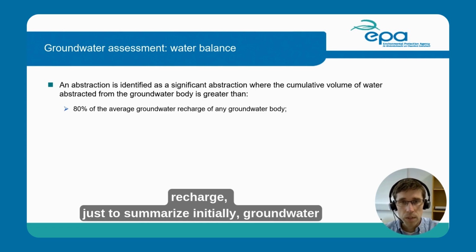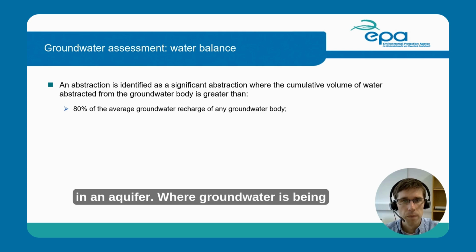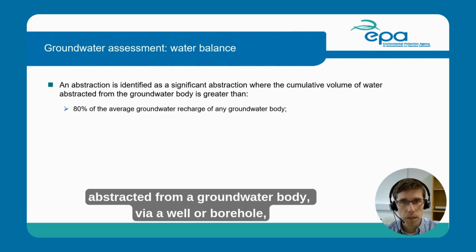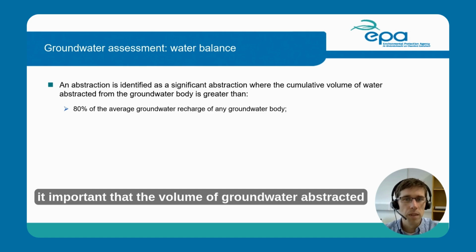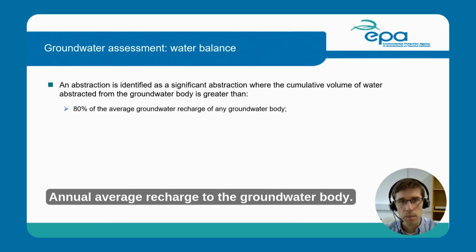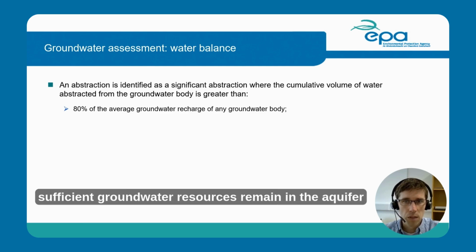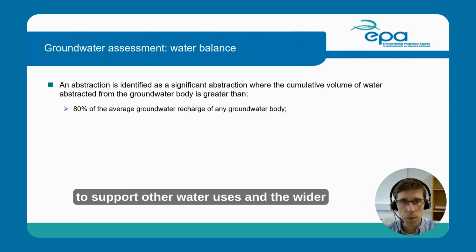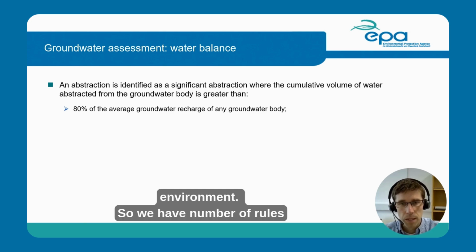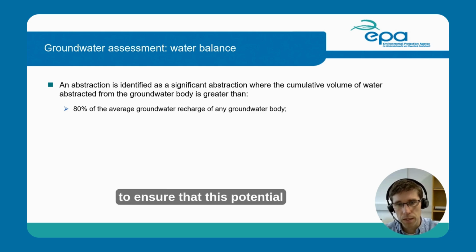Just to summarize initially, groundwater recharge is water that percolates through the soil and subsoil and replenishes groundwater stored in an aquifer. Where groundwater is being abstracted from a groundwater body via a well or borehole, it is important that the volume of groundwater abstracted over a prolonged period does not exceed the long-term annual average recharge to the groundwater body. This is to ensure that sufficient groundwater resources remain in the aquifer to support other water uses and the wider environment. So we have a number of rules that we apply to ensure that this potential impact is addressed.